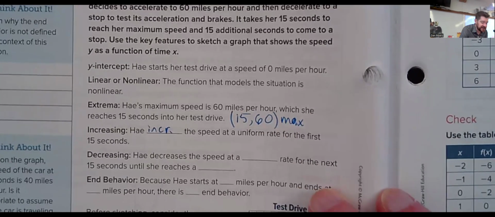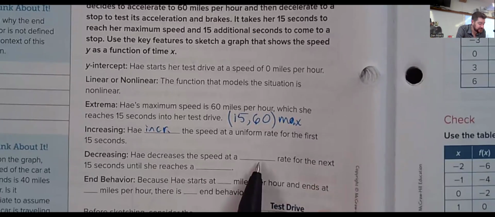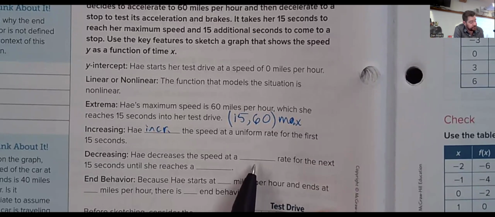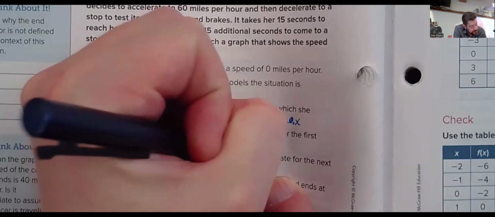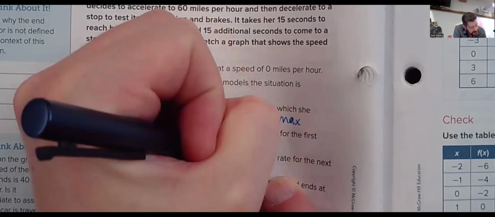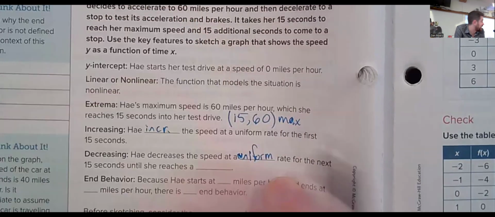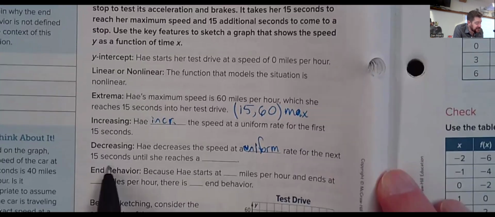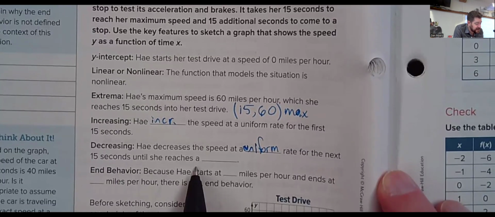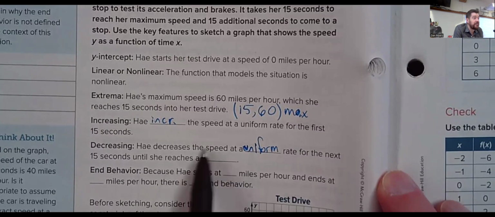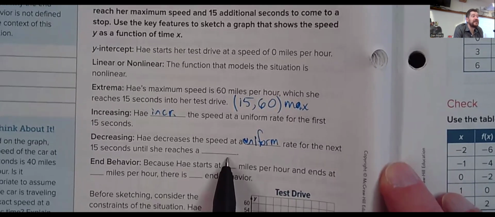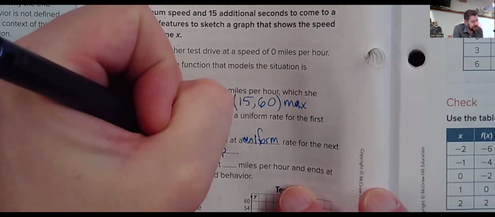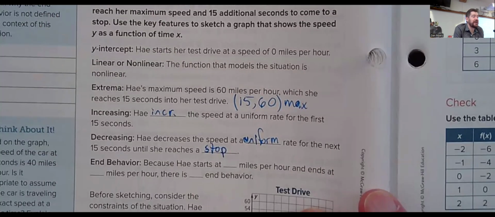So Hay decreases the speed at a blank rate for the next 15 seconds. I guess we're just going to say uniform here as well. Even though that might not necessarily be true, that's what it wants us to write. So we'll write that. Until she reaches a what? When you brake, you come to a stop. Until she reaches a stop, which would be 0 miles per hour.